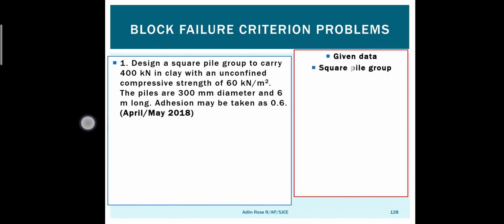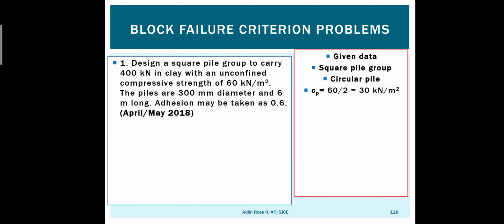Given data: it's a square pile group. The pile group is square, and the individual pile details are given below. But the entire pile group is a square. It is not a triangle. With 3 piles it is a triangle. So now you have a square pile group. Then the individual pile is a circle because they have given that the piles are 300 mm diameter, so it is a circular pile.